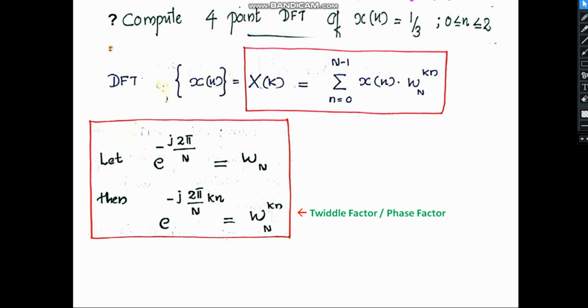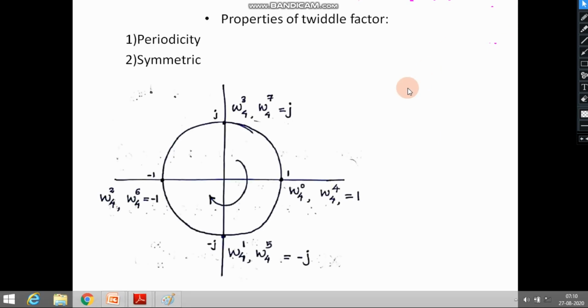And so this is called the twiddle factor, and there are some properties of this twiddle factor. We know that we are giving a discrete time signal as the input of the DFT, and what we are getting is the discrete periodic frequency domain signal, and this conversion from the aperiodic to periodic frequency domain signal is done by the twiddle factor. The two properties of the twiddle factor are periodicity and symmetry.